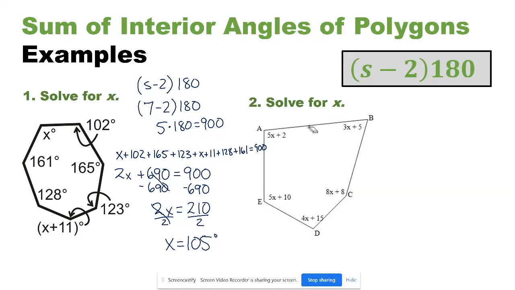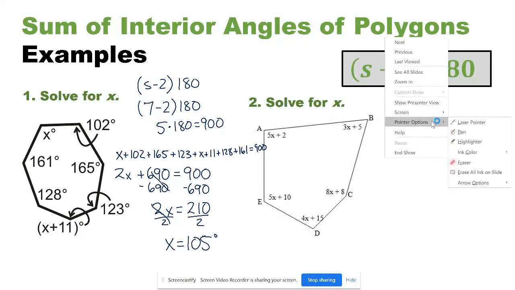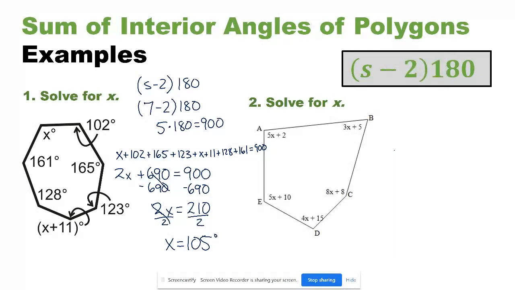The second example, if you look at this shape here, we have a pentagon. So 5 sides. I'm going to do this in a different color so it'll stand out a little bit. So 5 sides on here. So we're going to take 5 minus 2 times 180. 5 minus 2 is 3. And 3 times 180 is 540 degrees. 540 degrees is what these will add up to.